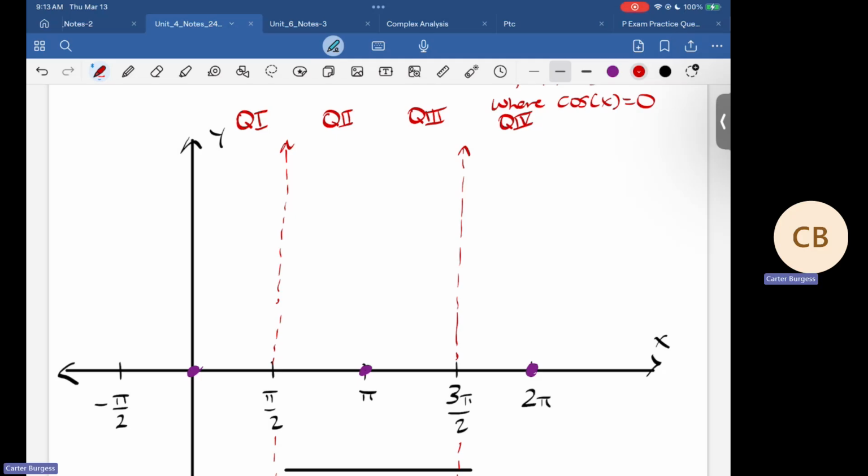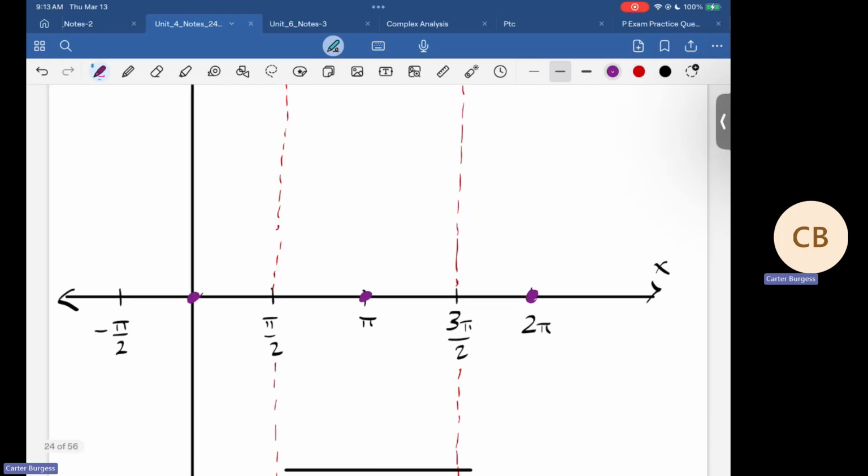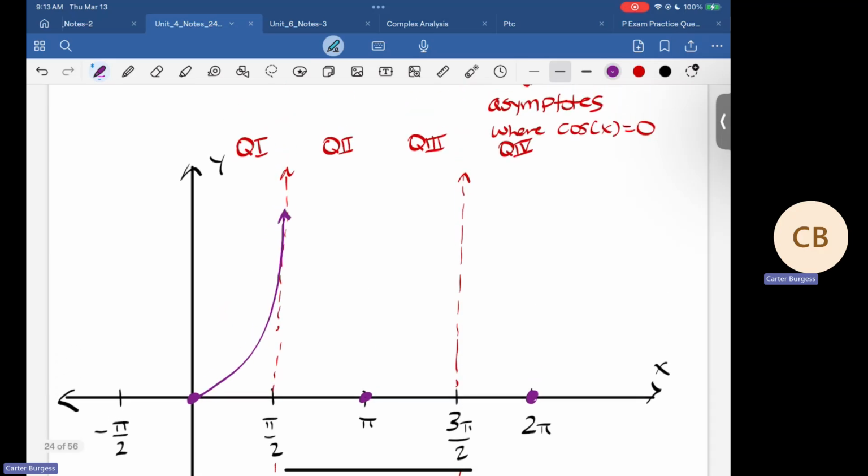What is true about my x and my y, about my sine and my cosine in the first quadrant? Both are positive. And so a positive number divided by a positive number is going to give us positive numbers. That means that as I get close to this asymptote, I must do so from above. I'm going to move in going towards positive infinity, essentially.